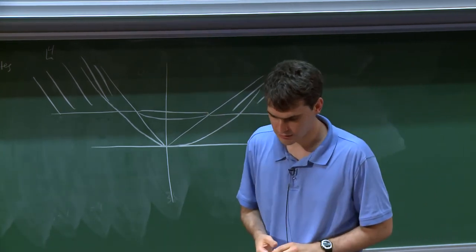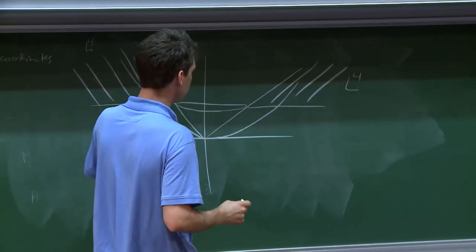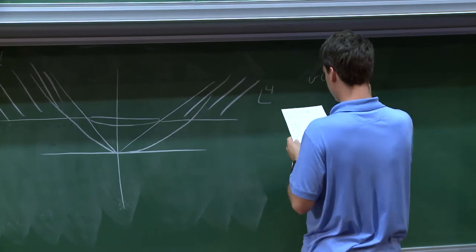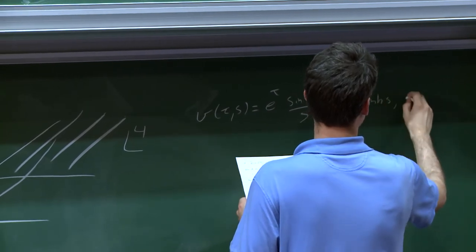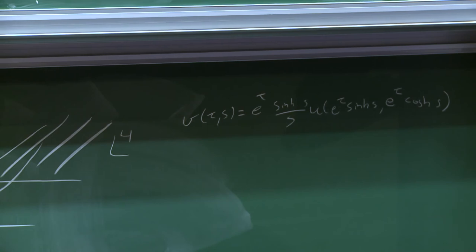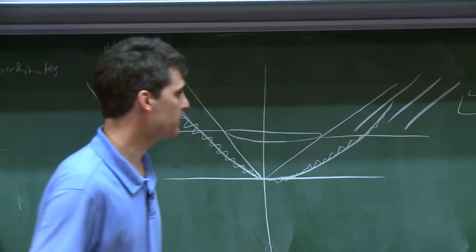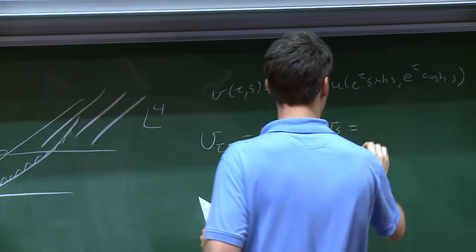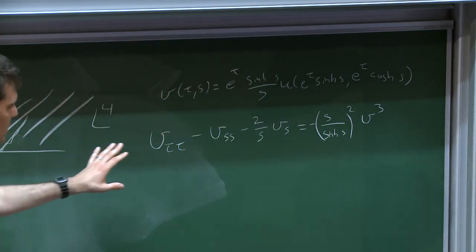And then at that point, there was a good observation of Staffilani and Ruipeng Shen, who realized that if you were to shift to hyperbolic coordinates, so you have v of tau comma s equals e to the tau sinh s over s times u of e to the tau sinh s, e to the tau cosh s. Then if you shift to this, you want to get your data on tau equals 0, right? Because then v is going to solve minus s over v cubed. So it's going to solve a cubic-like equation.